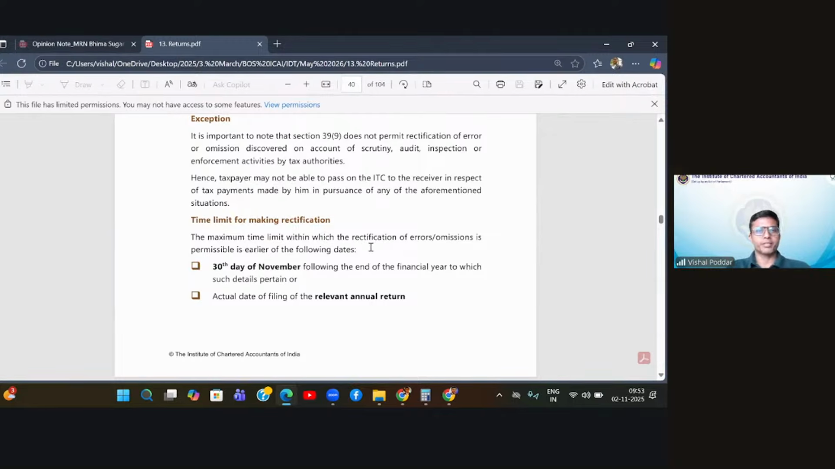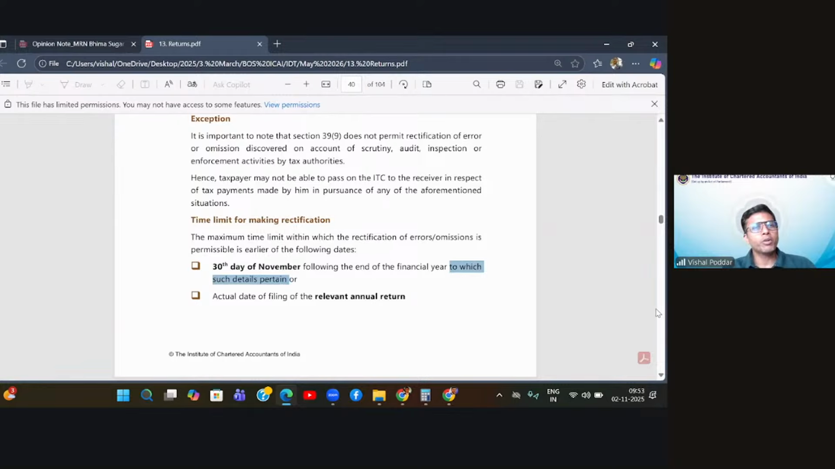Swaminathan, can you please read this? Yes, sir. The time limit for making rectification. The maximum time limit within which the rectification of errors, omissions is permissible is the earlier of the following dates: 30th day of November following the end of the financial year to which such details pertain, or actual date of filing of relevant annual return.